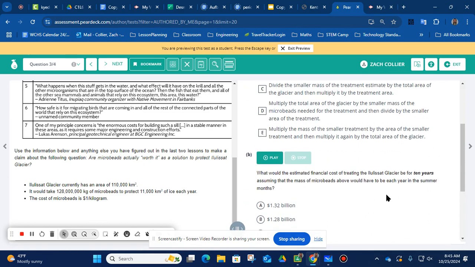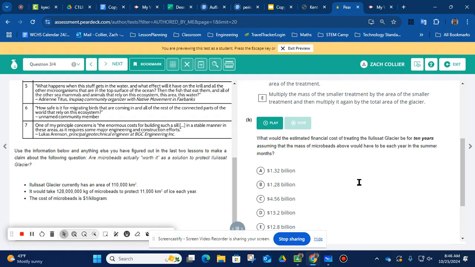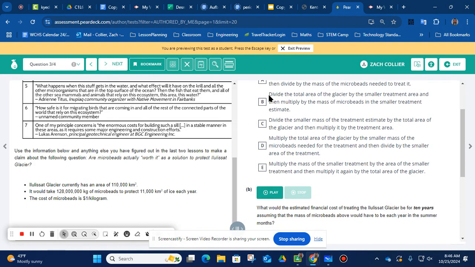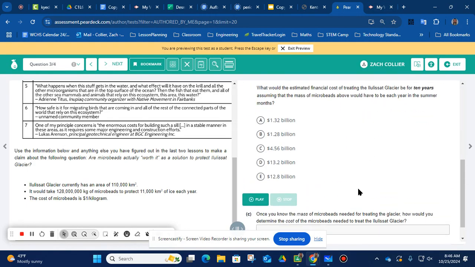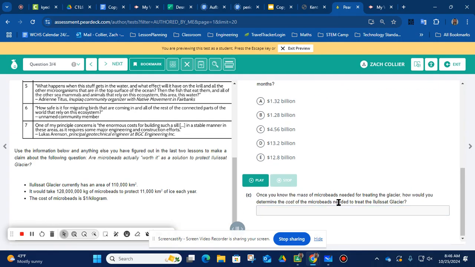And notice I did say that this one was, what would the cost be for 10 years, not for 1 year? So if we estimate the cost of treating for 1 year to be whatever it is we found, then what would it be? And these actually should be in a different order. This one should be before that one. But I can't figure out how to move the different parts around. I'll try to rewrite it for the exam. Once you know the mass of the microbeads needed for treating the glacier, how would you determine the cost needed to treat it for just 1 year? I should add that to it.